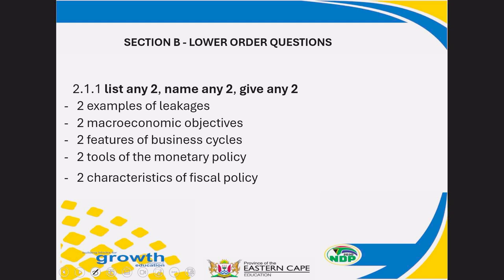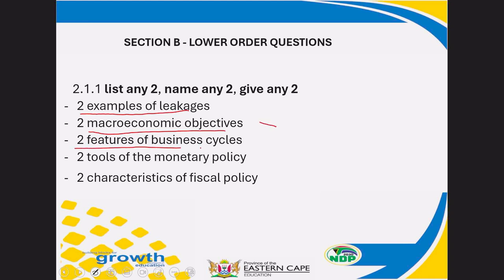For example, it says here, 2 examples of leakages. By just looking at those leakages, the subheadings, they can give you the answers. Any 2 macroeconomic objectives, you can get them just by studying the subheadings of your macroeconomic objectives, which is maybe your full employment, your economic growth, just subheadings from that essay.